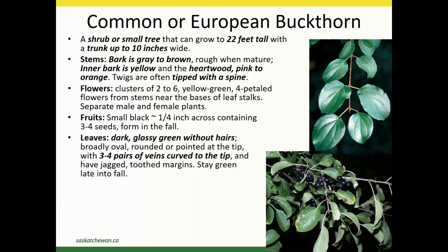The leaves are dark and glossy. They don't have any hair. They're broadly oval, rounded, and pointed at the tip. And they'll have fine jagged tooth margins on them, and they stay green late into the fall after a lot of other plants have lost their leaves.